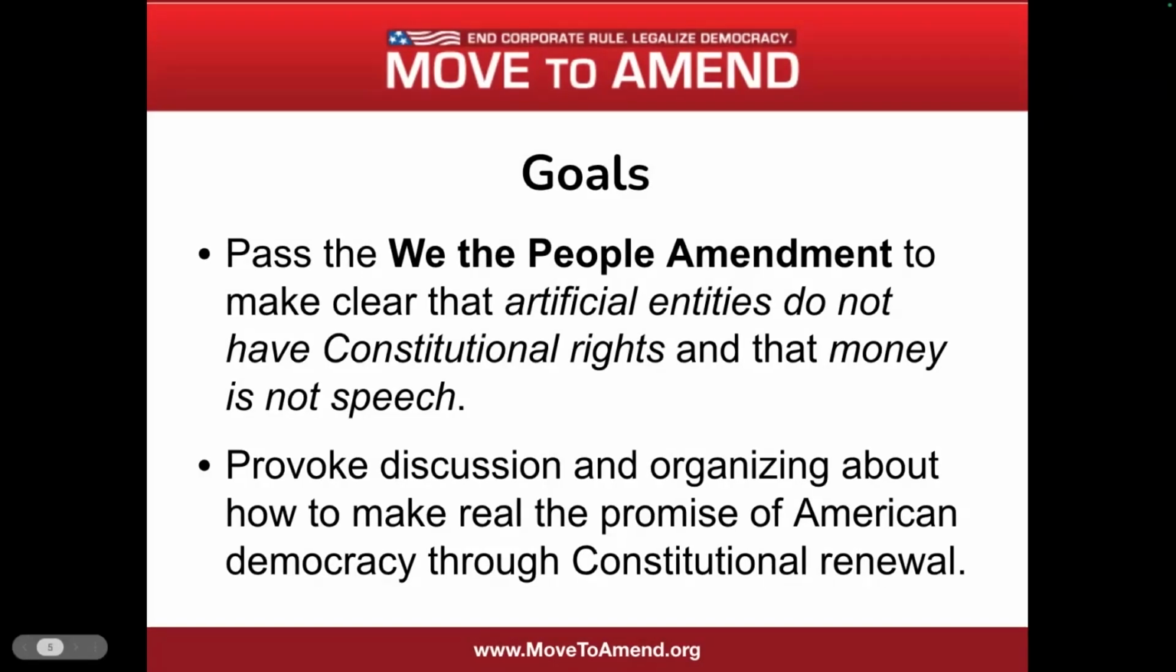So our main goal is to pass the We the People Amendment to make it clear that artificial entities do not have constitutional rights and that money is not a form of free speech. But we also want to be a catalyst for a discussion and organizing about how to make real the promise of American democracy through a constitutional renewal.